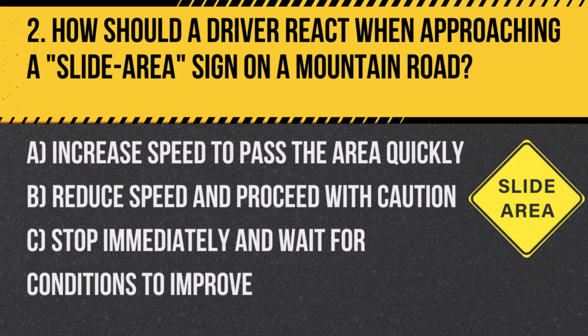Question 2. How should a driver react when approaching a slide area sign on a mountain road? A. Increase speed to pass the area quickly. B. Reduce speed and proceed with caution. C. Stop immediately and wait for conditions to improve. Answer. B. Reduce speed and proceed with caution. The slide area sign indicates potential falling rocks or debris, requiring cautious driving.